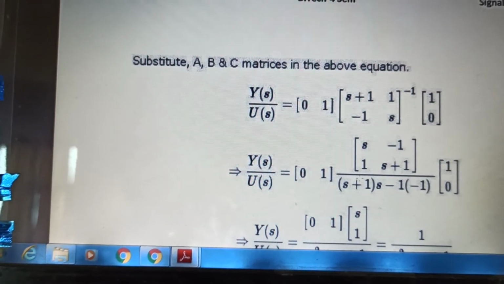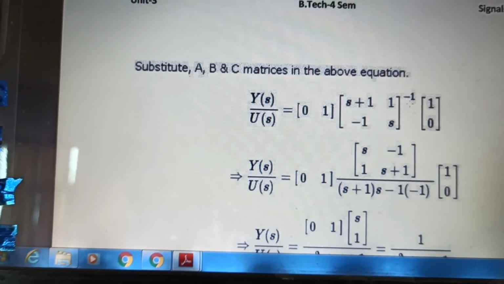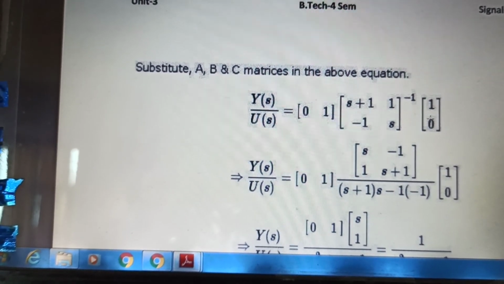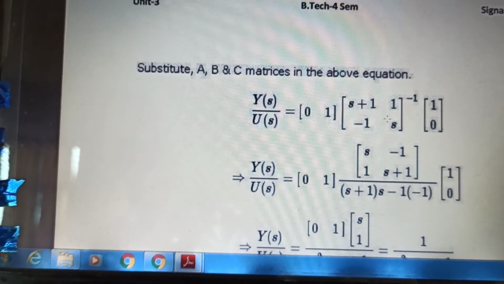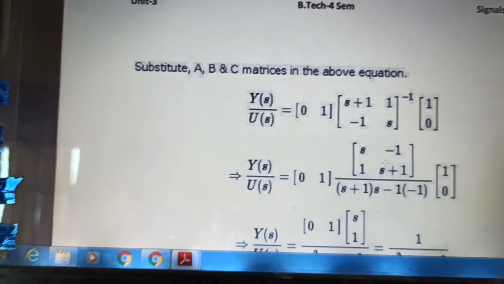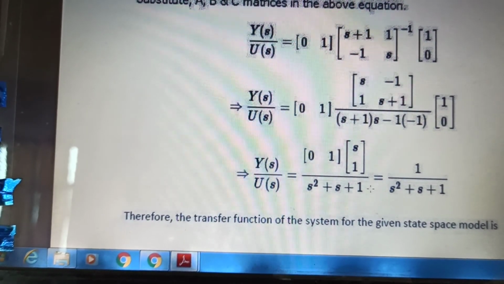Simply we have kept this Y(s) by U(s) equals C (sI minus A) inverse B. Then these terms will interchange, and this will become plus 1, this will be minus 1. Upon matrix multiplication, we obtain the transfer function.